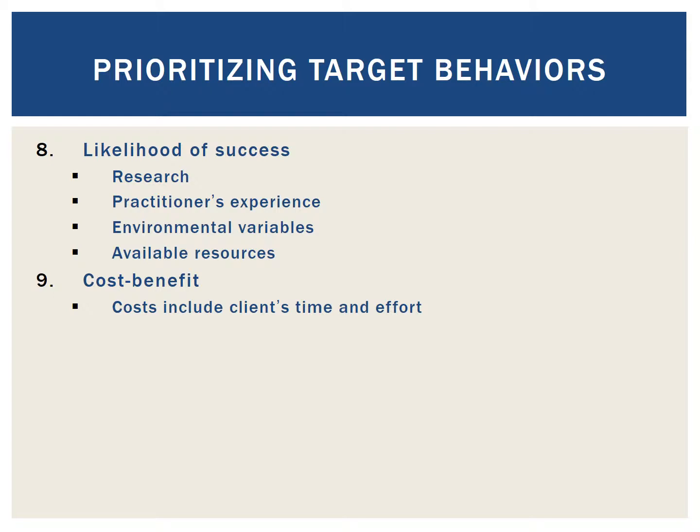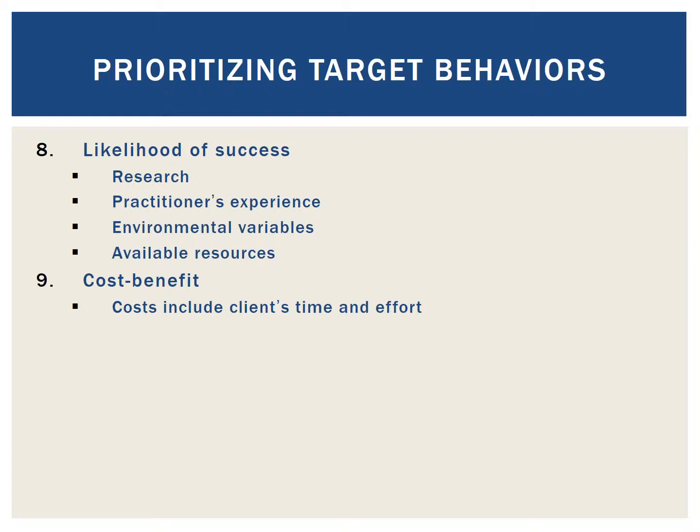Other things we consider when we prioritize behaviors are the likelihood of the success of the intervention. This is determined by to what extent research shows that this intervention has been successful with individuals who are in similar situations. Remember the external validity piece. Based on your experience or the experience of your coworkers, to what extent do you expect success?